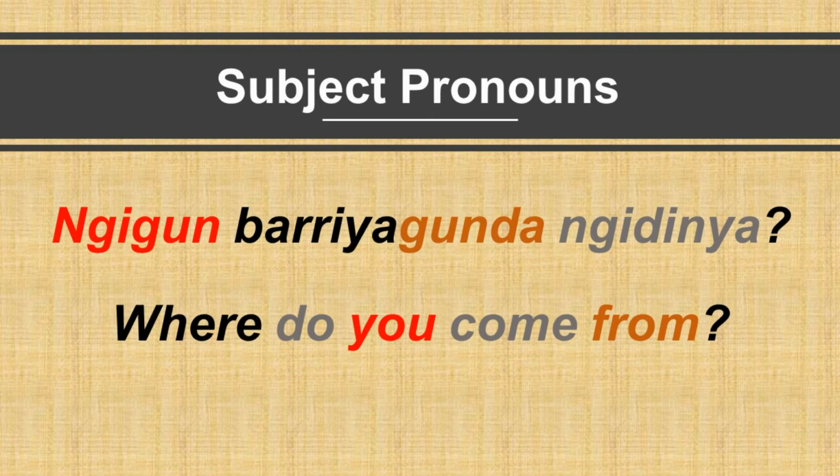Now we want to know how to say, where do you come from? The structure is exactly the same as before, but now we don't use a place name, but we use the question word, baria, where. So we would simply ask, Ngigun baria gunda ngidinya? Where do you come from?